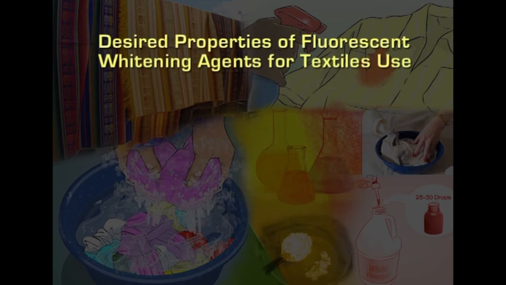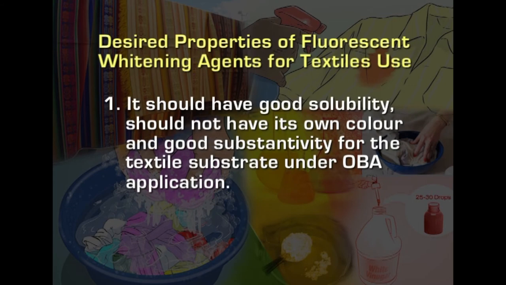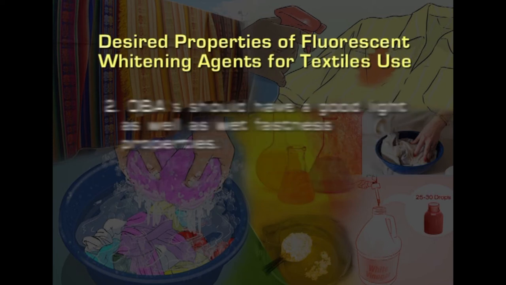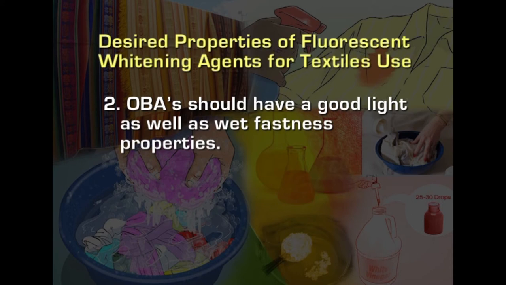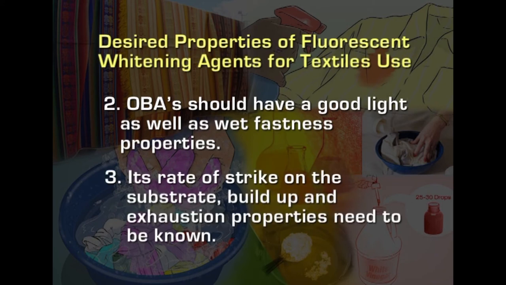So, let us see the desired properties of fluorescent whitening agents for textile use. The properties that are required before selecting an optical brightener for textile application are: it should have good solubility, should not have its own color, and good substantivity for the textile substrate under OBA application. Optical brightening agents should have good light as well as wet fastness properties. Its rate of strike on the substrate, build up and exhaustion properties need to be known.